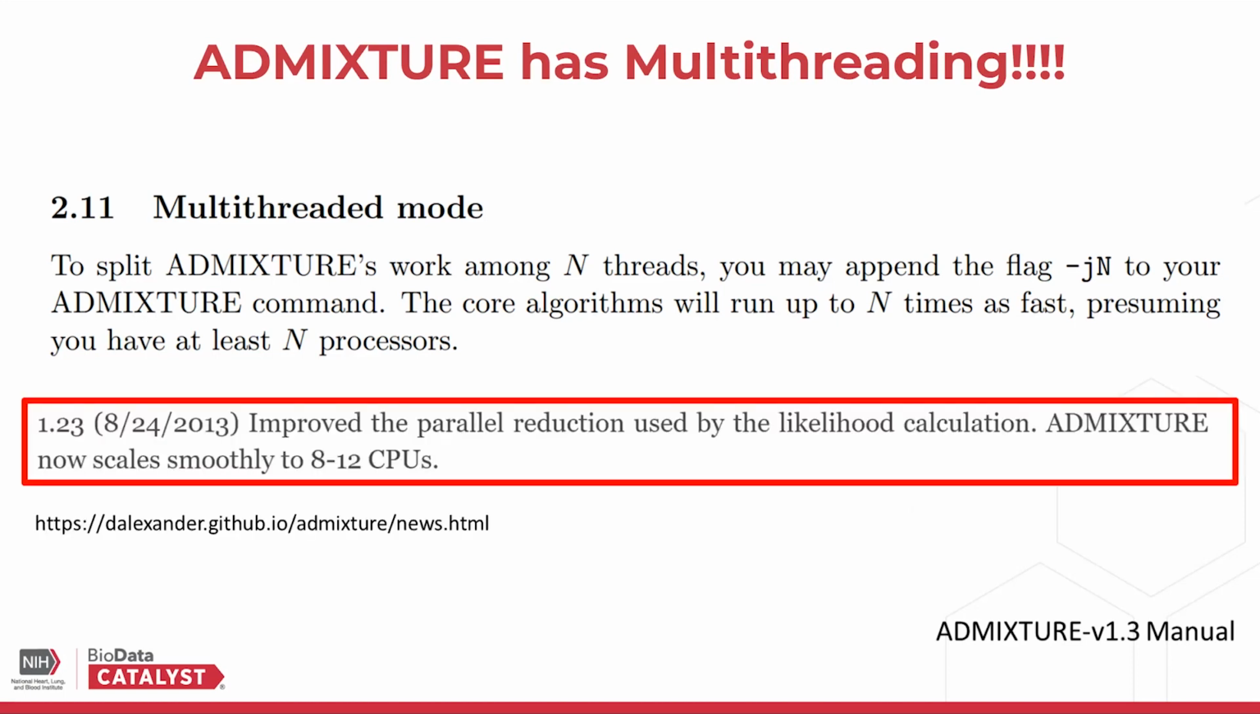One thing I want to note that a lab member of mine found is that if you feel inspired to start running admixture on your own data and need to use the multi-threaded mode, in one of their recent change logs to the program, they made a note that the number of threads that you can use scales smoothly up to 8 to 12. So I would suggest not going above 8 to 12 threads if you decide to run this program.